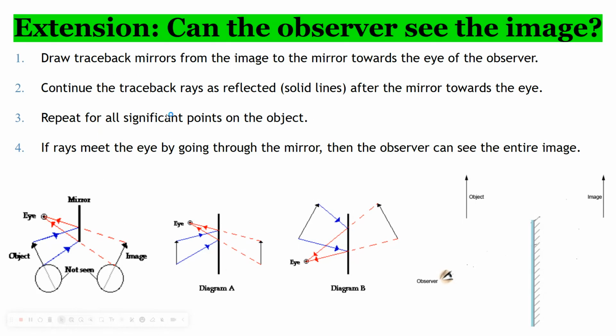This problem here, identifying where the viewer can see the image and what portion of the mirror is required to see the image, that's an extension. So if you want to do some extra practice and you think you really understand ray diagrams well, you're more than welcome to try this extension problem out here.